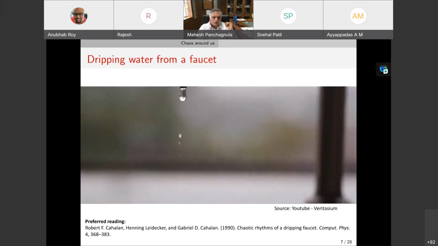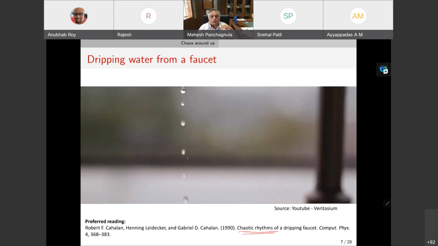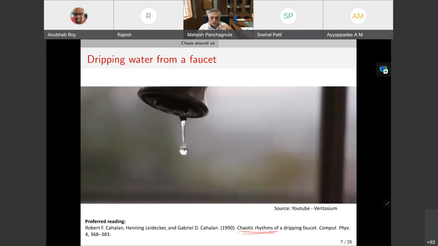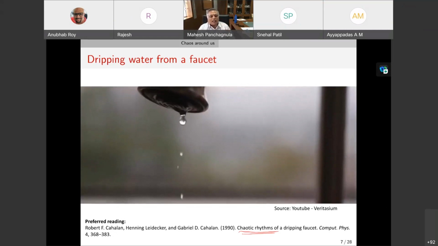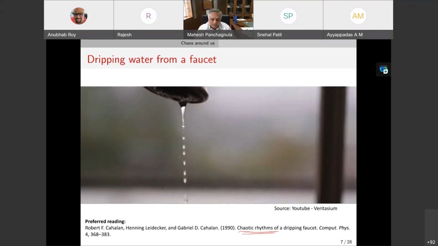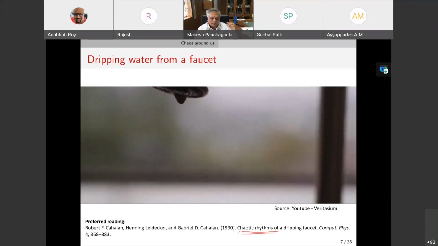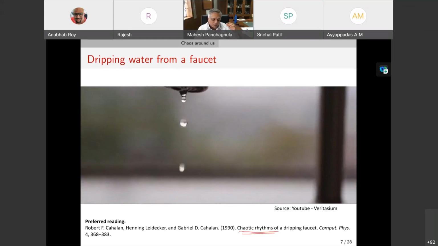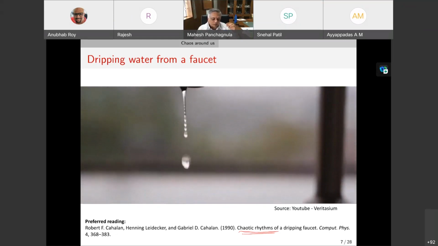The key word in this paper, the title is very interesting. They call it chaotic rhythm of a dripping faucet. So there is still a certain pattern, but that pattern has all the signs of unpredictability, randomness. We will see examples of where this comes from. There's a very beautiful example we'll come to a little later.